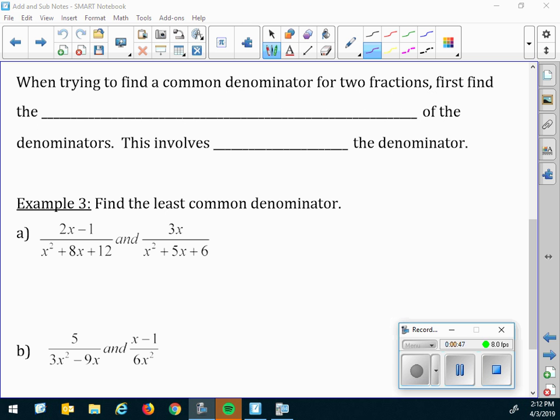Order of the least common. First find the... I don't know. I know how to do them. I don't know what she's wanting to put in there. Let's just... we're just gonna, okay.